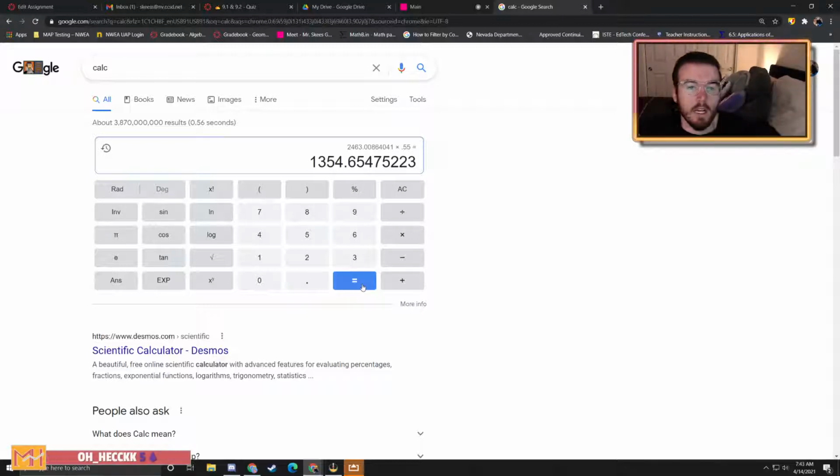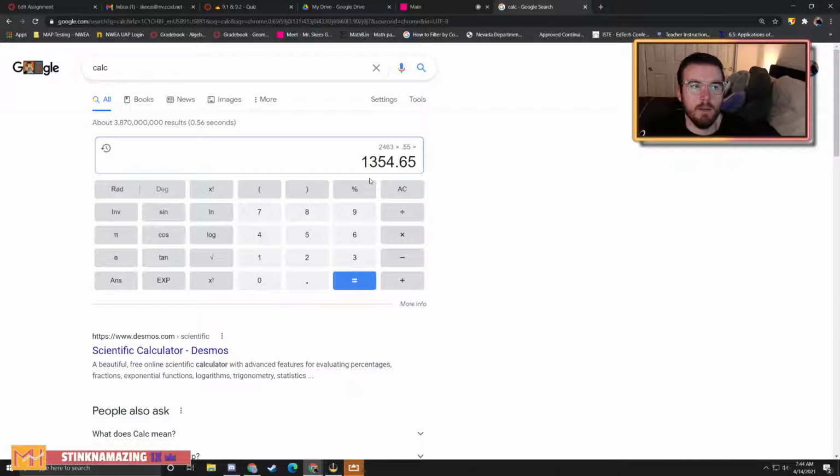Now, had you rounded it, if you go back to what our decimal was, you probably would have rounded that to 2463, maybe 2463.01. And when you multiplied it by 0.55, the decimal is different here, especially had you left it like this, which some of you might have.